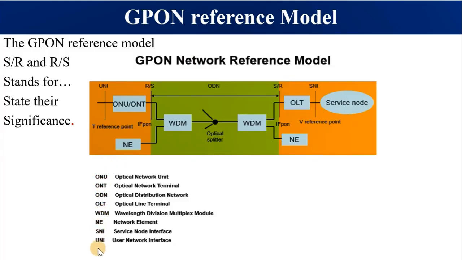The abbreviations are stated in full. Network element or network equipment, SNI, service node interface, UNI, user network interface, ODN, optical distribution network, OLT, optical line terminal, WDM, wavelength division multiplexing. Please, this is for you. If you face any challenges, you can get in touch with me. The GPON reference model, what do S/R and R/S stand for, and state their significance. That's a question for you.